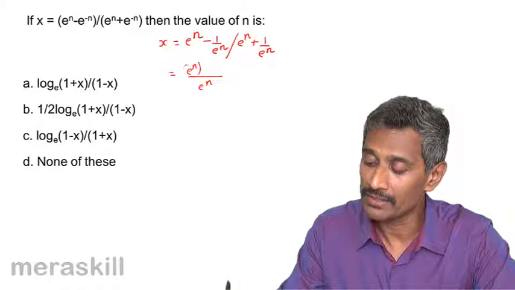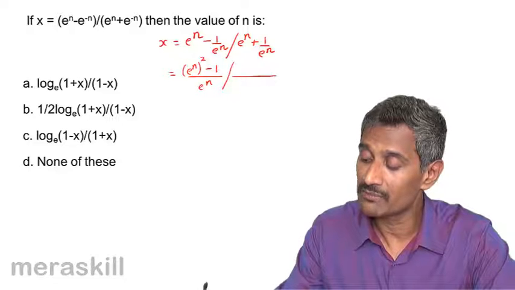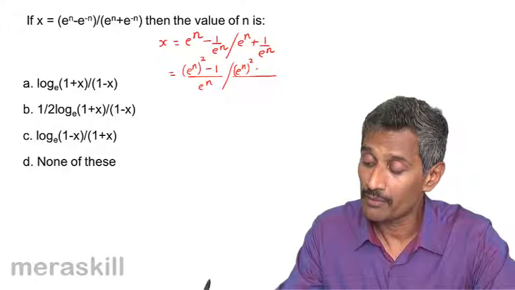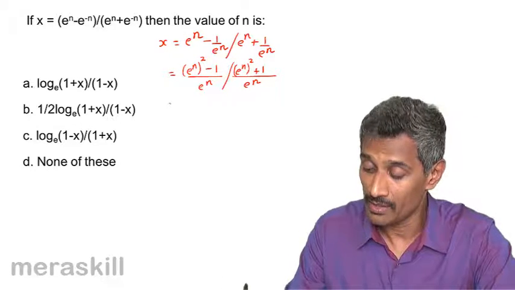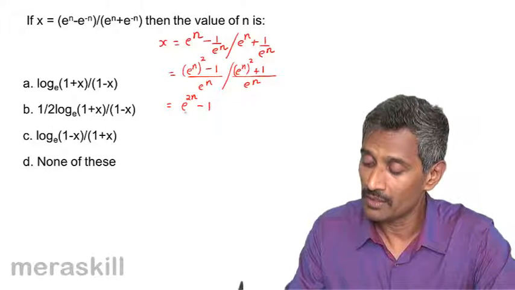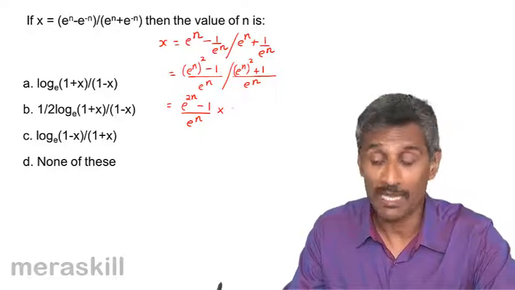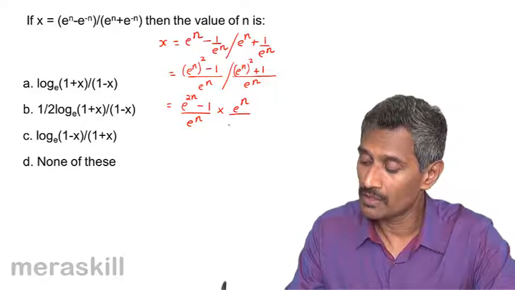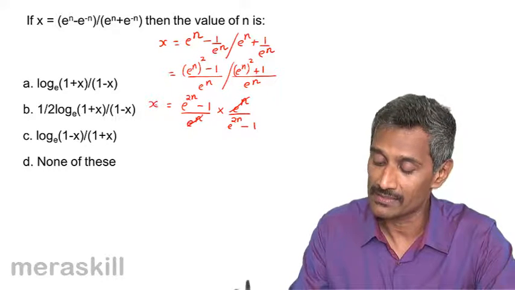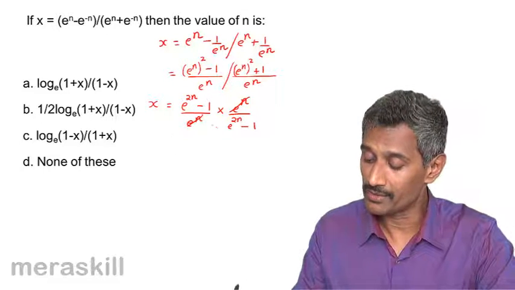So it becomes e raised to n into e raised to n square minus 1, divided by, much the same way, LCM e raised to n, e raised to n into e raised to n square plus 1 upon e raised to n. So this becomes e raised to 2n minus 1 upon e raised to n, and then since this division is the same as multiplying by the reciprocal, upon e raised to 2n plus 1. So this gets cancelled and you have x is this. So now we have x is equal to e raised to 2n.